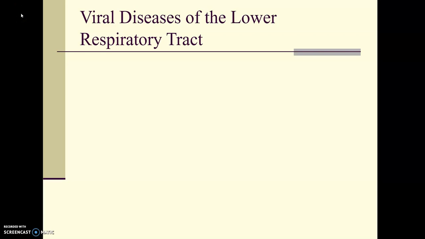All right, so here's where we left off with the respiratory system diseases. We talked about all the different types of pneumonia, and like I said, we started with the most common type of pneumonia and worked our way through there. Now we're going to talk about viral diseases of the lower respiratory tract.